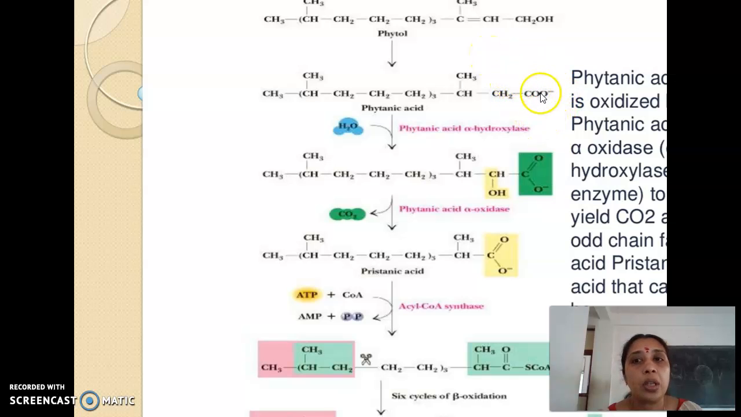It's not the alpha carbon, it's acting on the alpha bond that is between the first and the second carbon atom. Such an oxidative pathway is known as alpha oxidation, which is different from beta oxidation. The initial steps are something different, right?